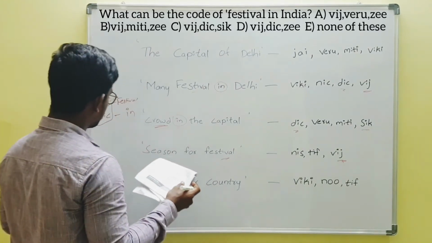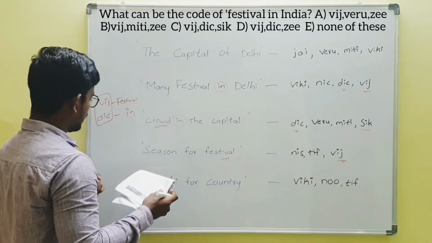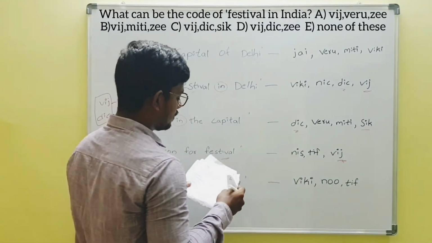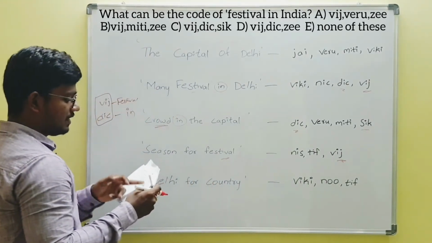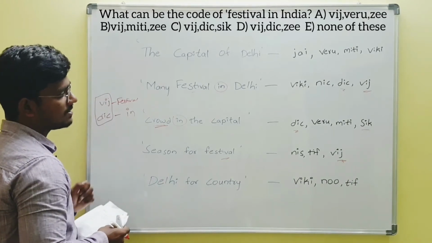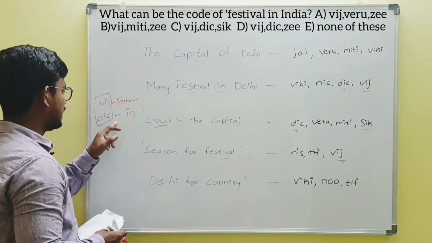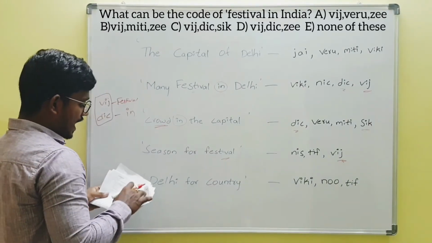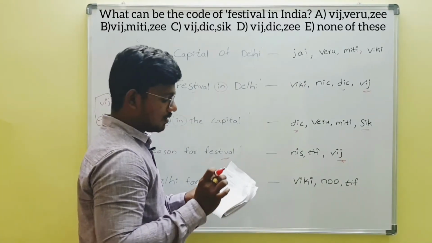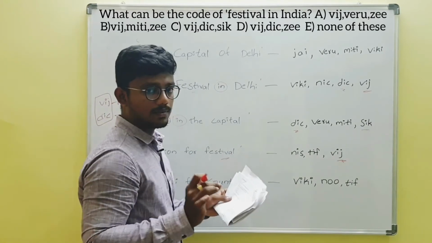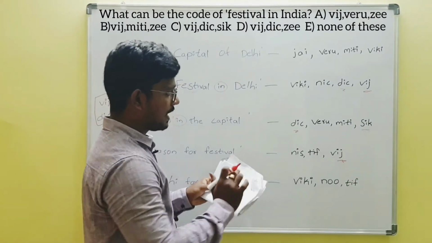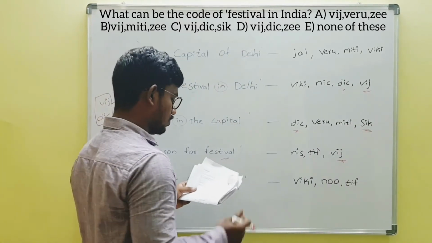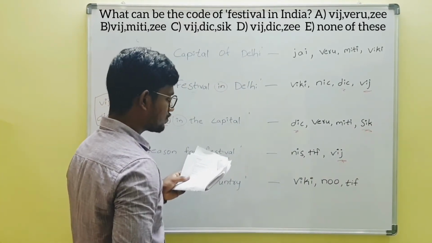Even in the second option, DIC is not there, so I am eliminating the second option. And in the third case, it is given that VIJ, DIC and SIK are satisfied with these two codes, but I have to take the third code such that it is not present in the given codes, but SIK is used in those codes. So I am eliminating C.